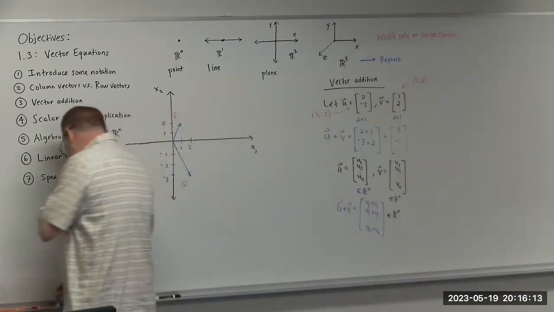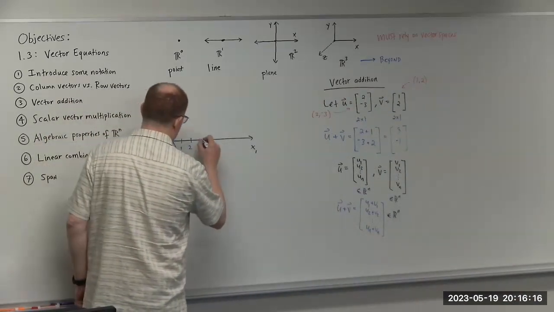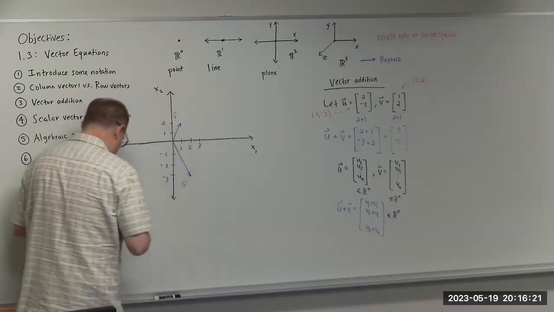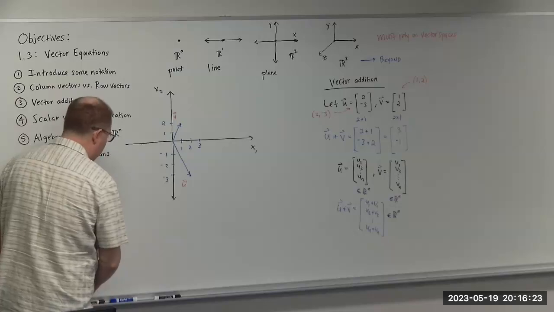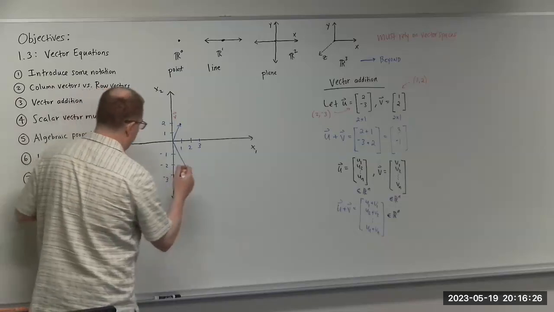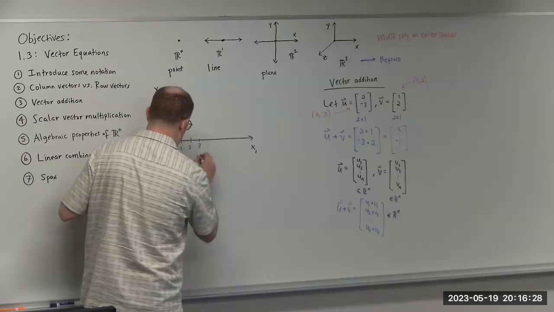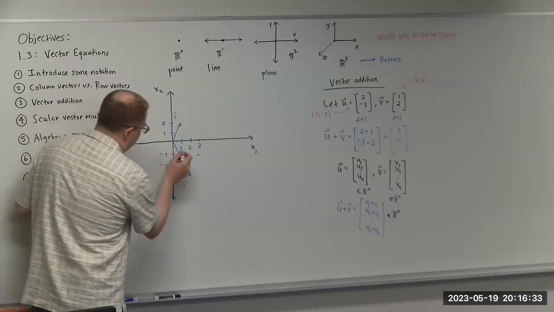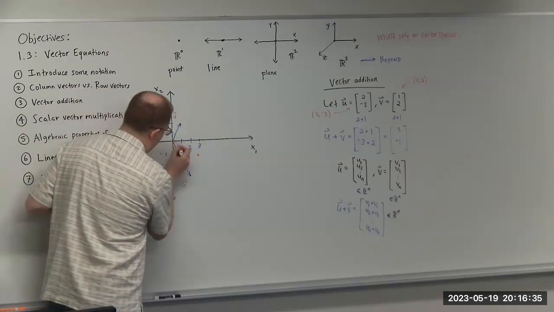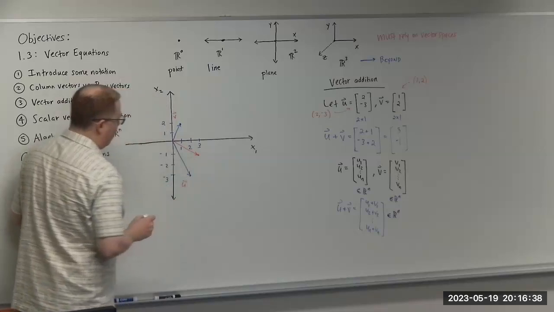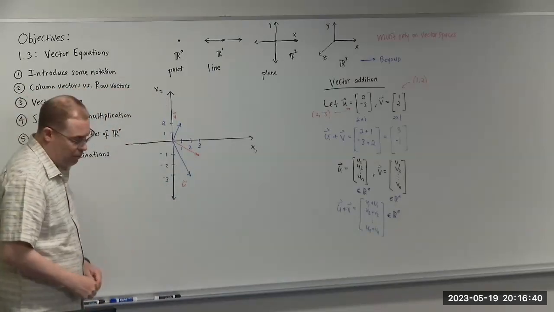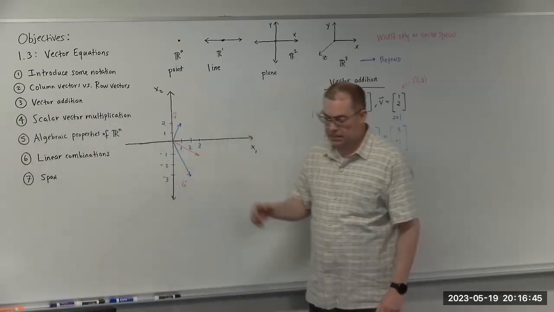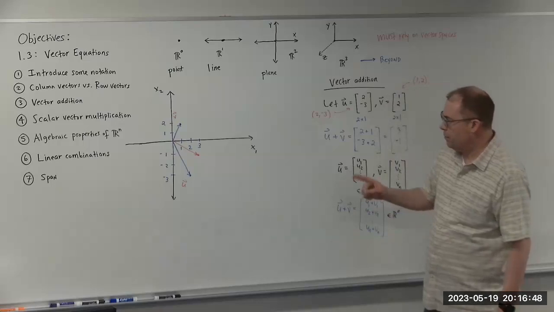So here's 3, and then we have -1. I'm going to indicate this in red. So 3 and then down 1 unit. Let's draw our corresponding vector there. And that is the addition of u and v. We sometimes refer to that as the resultant vector of u and v.